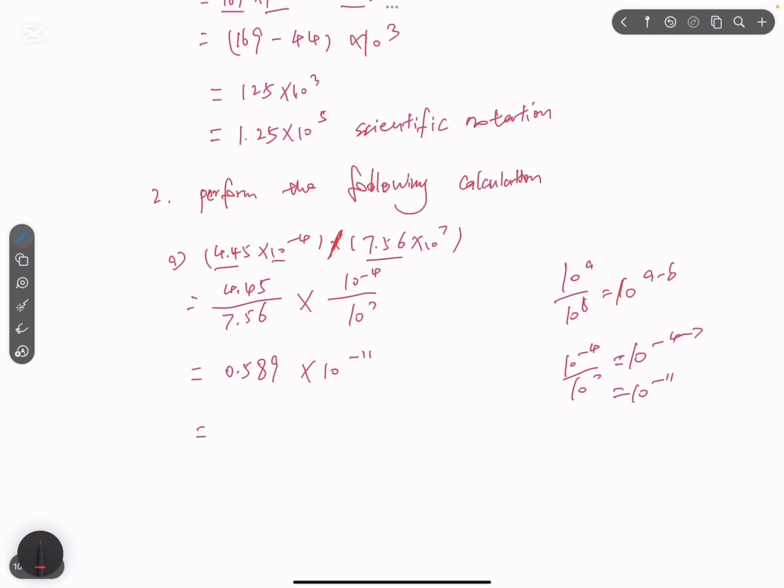Or we can change that to 5.89 times 10 to the minus 12. Every time we move the decimal to the right one place, that will be 5.89 times 10 to the minus 1. If we move it again, 58.9 times 10 to the minus 2. Every time we move the decimal to the right, we need times 10 to the minus 1.